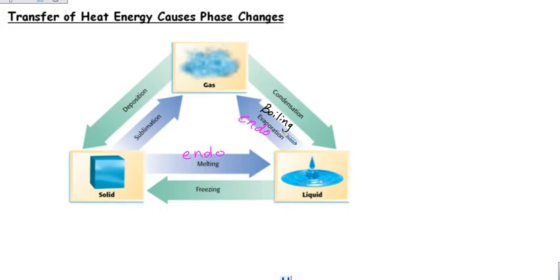So they're both the change from a liquid to a gas. The difference is just where the energy source lies. In evaporation, the energy source is on top, so it's the surface particles that are turning into a gas. In boiling, the energy source is on the bottom. So it's those inner particles that are first turning into a gas.